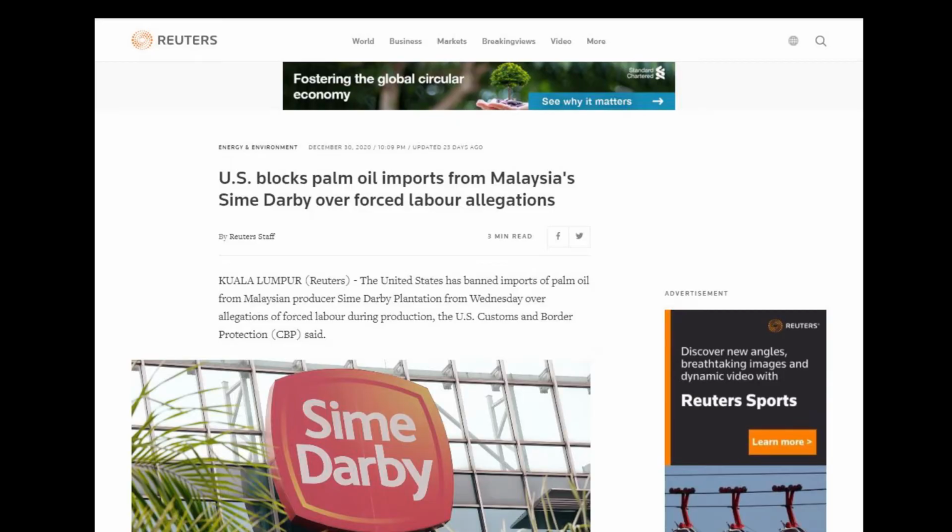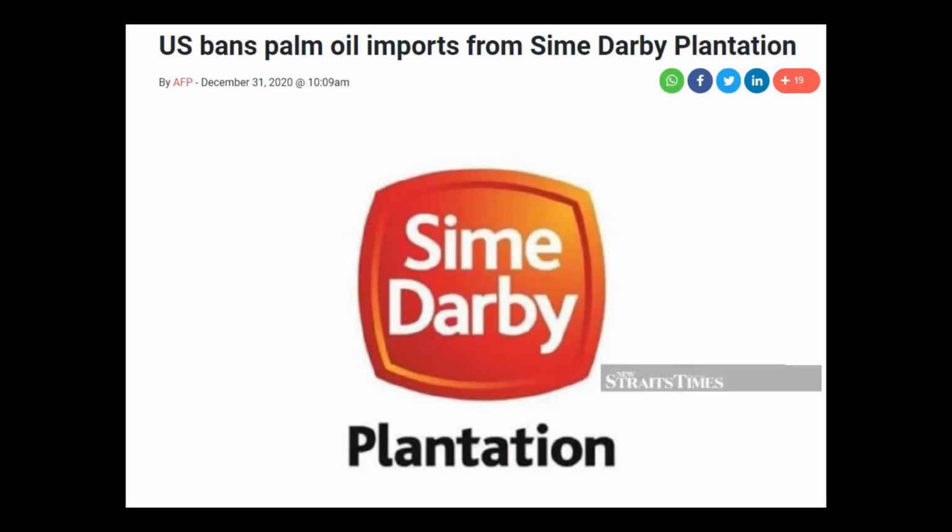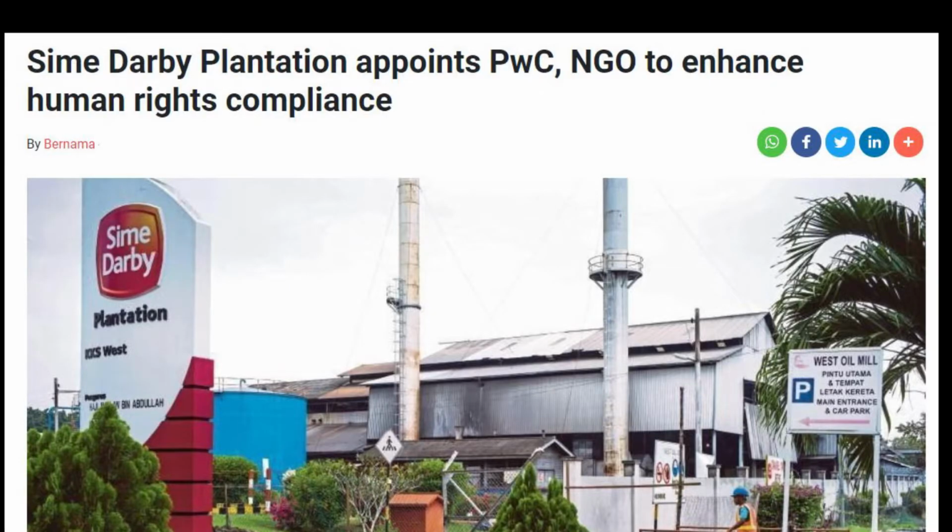On 30th December, the US Customs and Border Protection blocked the entry of palm oil produced by Sandabi over forced labor allegations. The allegation was made against 11 of the ILO forced labor indicators that are said to be found in the company's production processes. However, Sandabi addressed the issue by engaging an external party, in this case PwC, to assist their continuous improvement on combating forced labor, besides implementing robust policies to protect their workers' rights.